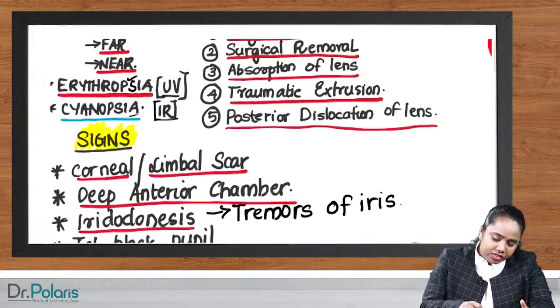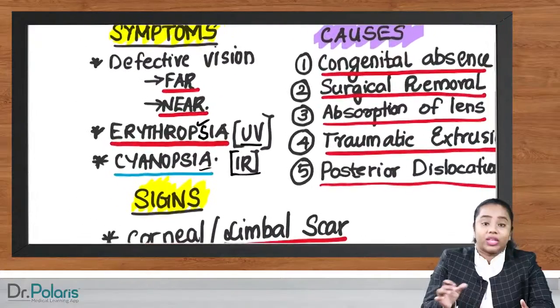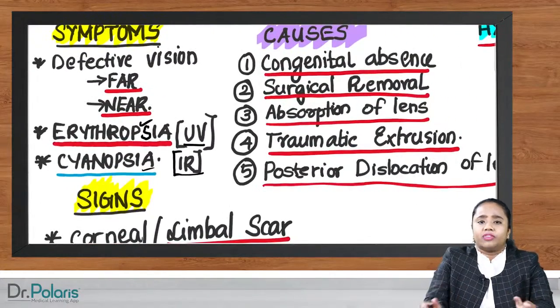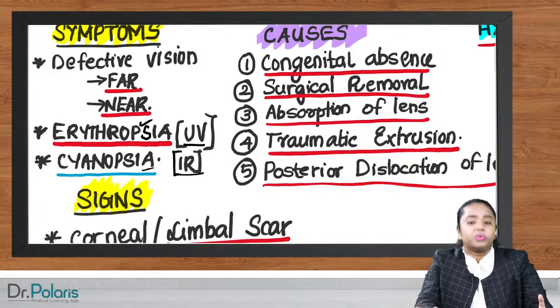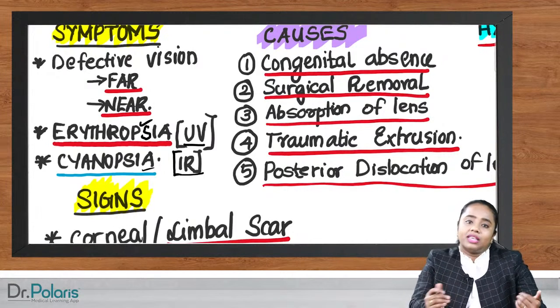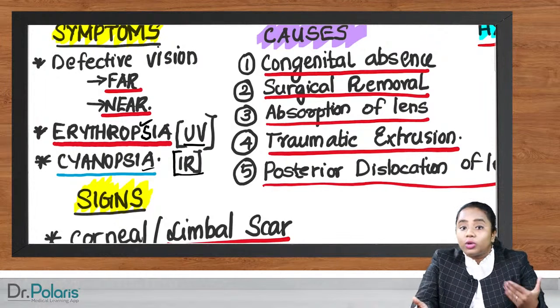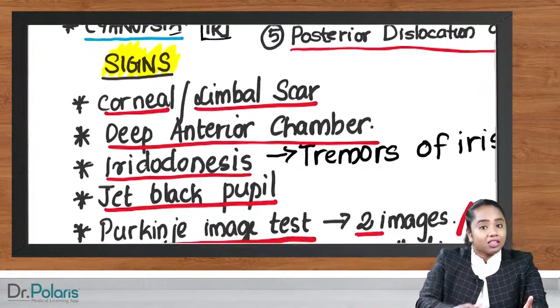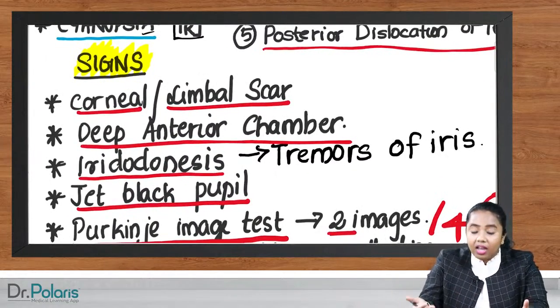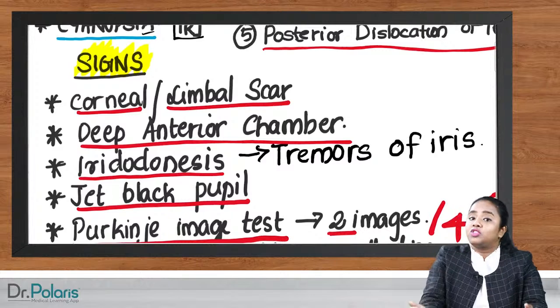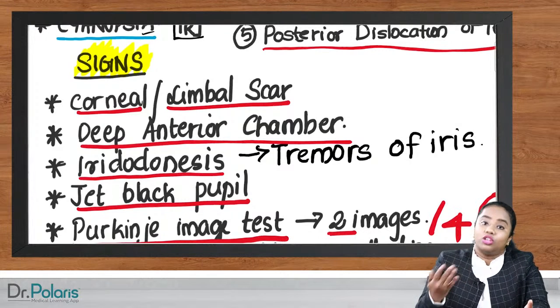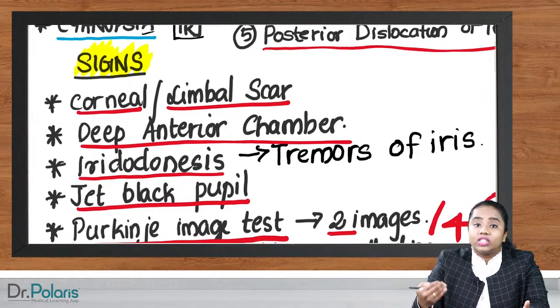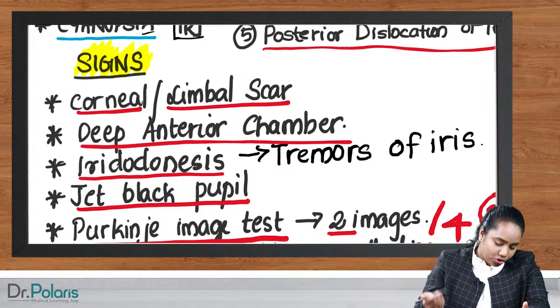So, we will just recollect about the symptoms as well as the signs. Symptoms very easy: defective vision, near vision and far vision both is going to be affected. Erythropsia and synopsia are another 2 important features that the patient usually complains of. Now coming to the signs, starting with the corneal scar or a limbal scar, you can look into the anterior chamber which is usually deeper compared to the normal range, as well as iridodonesis, that is tremors of the iris, usually seen. A jet black pupil is our next point.